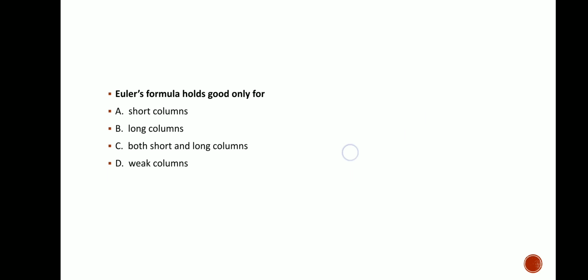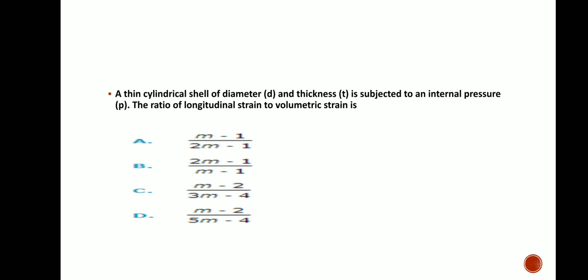So let's go for the next question, and this is the last one of today's series. A thin cylindrical shell of diameter d and thickness t is subjected to an internal pressure P. The ratio of longitudinal strain to the volumetric strain is dash dash. What is the question? A thin cylindrical shell of diameter d and thickness t is subjected to internal pressure P. Then the ratio of longitudinal strain to the volumetric strain is dash dash.